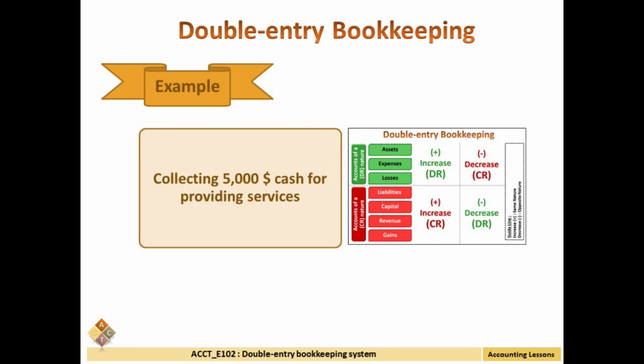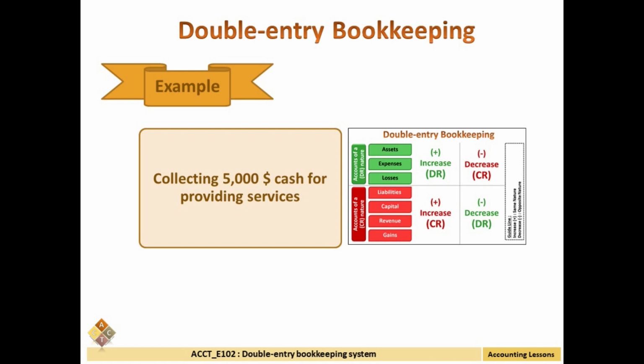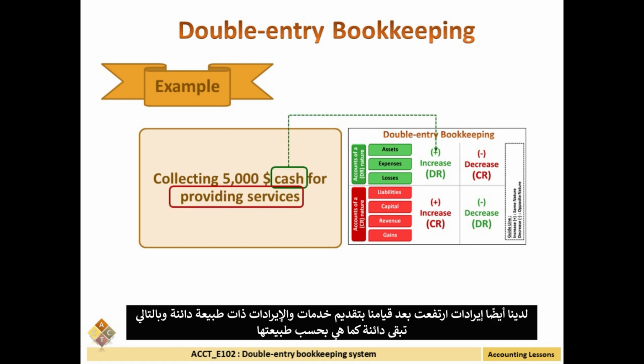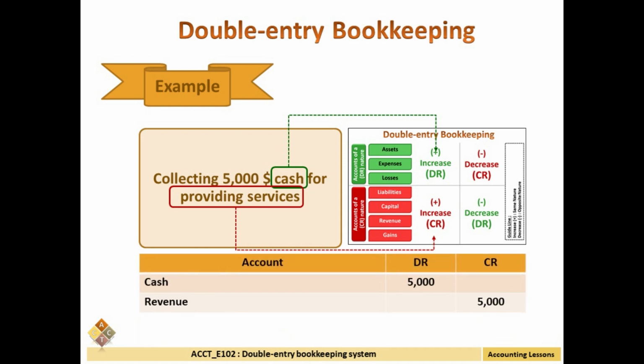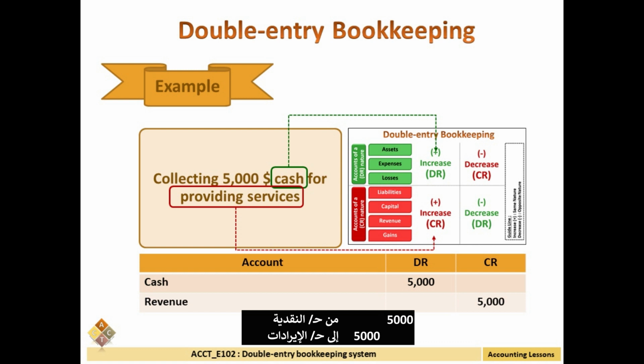Another example, when you're collecting 5,000 cash for providing service. We have the cash, which is one of the assets, increased, so it will be in the debit side. We have also providing service, which is revenue. The revenue is also increased, so it will be in the credit side. The double entry will be 5,000 debit for cash and 5,000 credit for revenue.